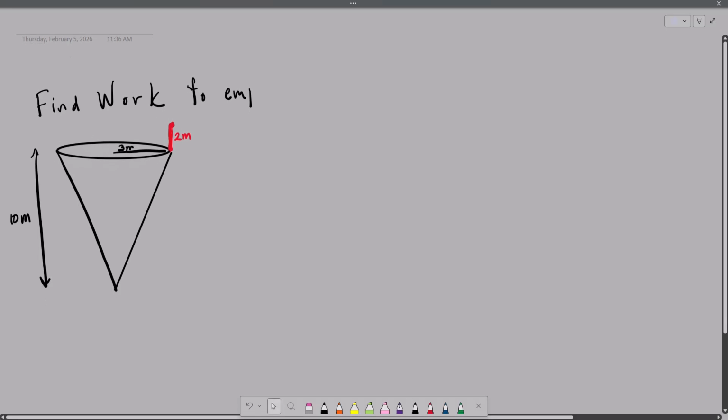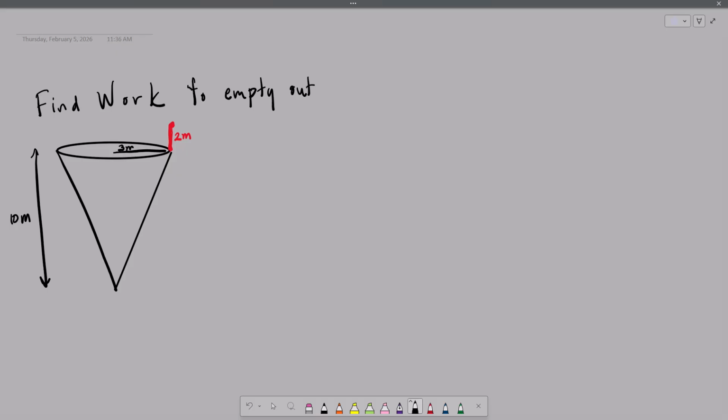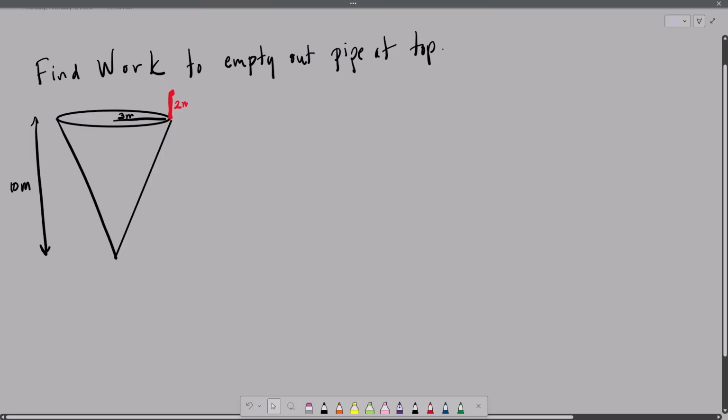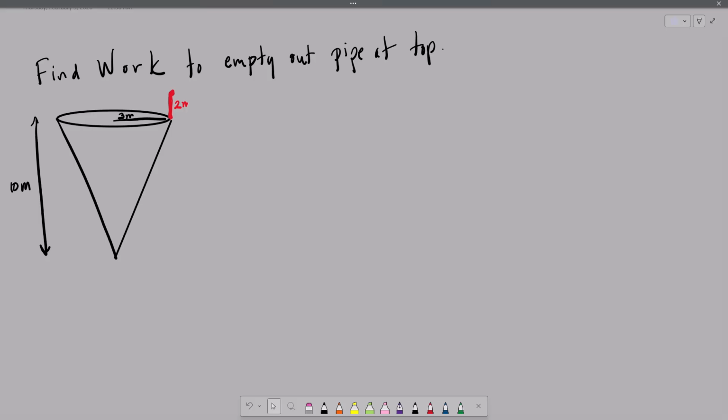Is the radius 3 meters? 3 meters, yes. Water, yes. Not beer. All right, so work to empty that right out that pipe, so 2 meters above the top of the tank.